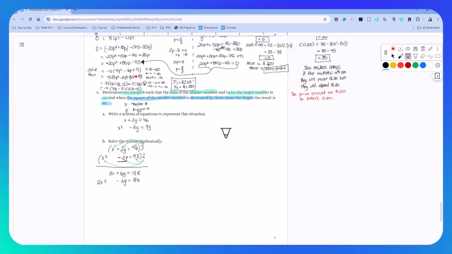So what did we do so far? We lined them up. And then we multiplied. Oops, I got that in the wrong spot. One, two is multiply, and then eliminate the y.